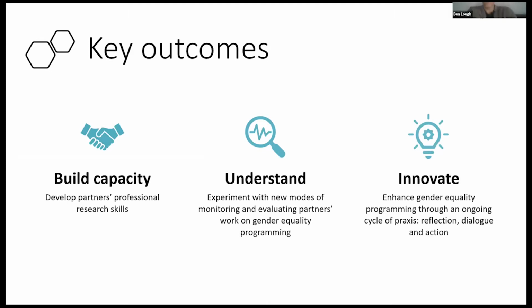So the three main outcomes, this is my last slide, is really to build capacity around research, to develop both partners' professional research capacities, and I think to also engage scholars in the practical application of research. It's also to understand and experiment with new models and methods of evaluating and monitoring partners' work. So using research to think about evaluation and how that can be both improving their practice, but also communicated through different publications or outlets or blogs or things like that. The last one is to enhance gender equality programming through the ongoing cycle of praxis.